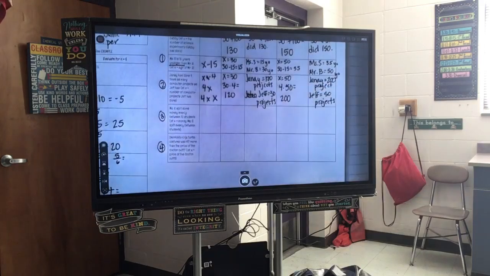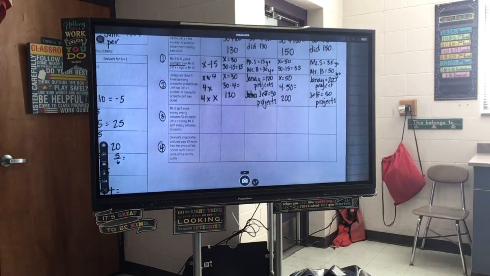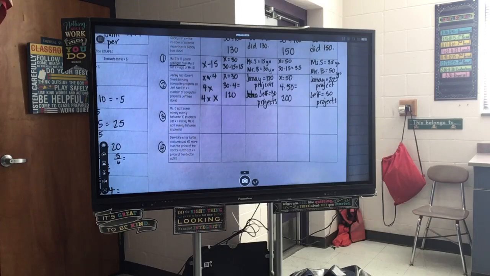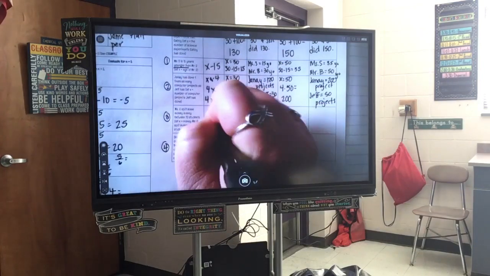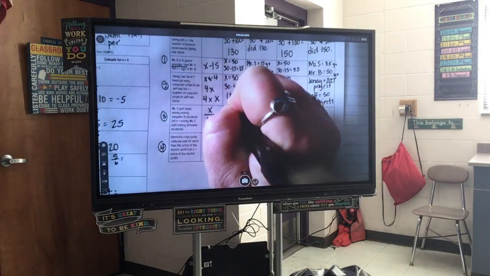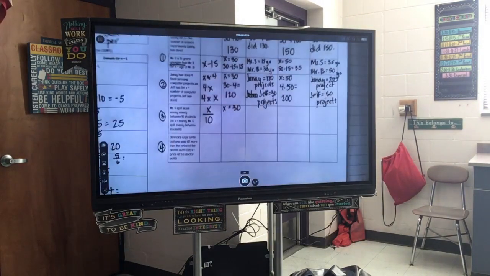All right, number 3, it says Miss G splits some money evenly between 10 students. Let x equal the money Miss G split evenly between the students. Kyra, since you worked with Cristiano, what is our expression going to look like? X divided by 10. Okay, so if x equals 30, what are we going to do?